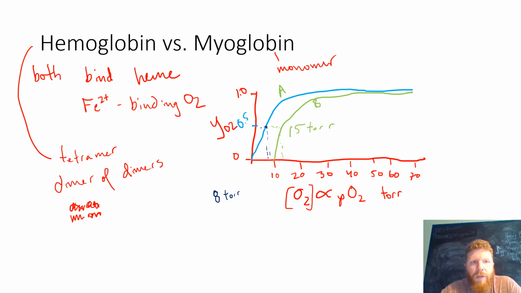Anyway, I hope this was helpful. In the next few discussions, we're going to detail why these binding curves differ based on the protein's protonation state and the protein's structure.